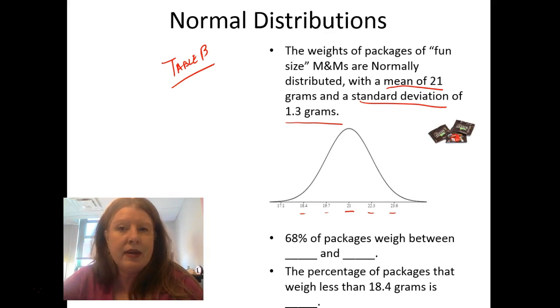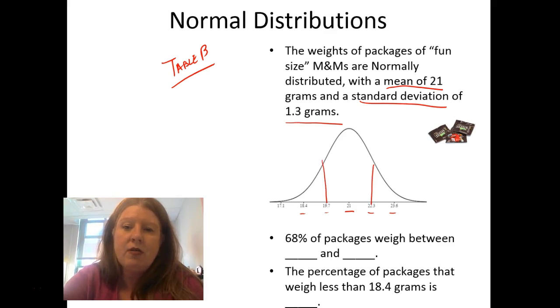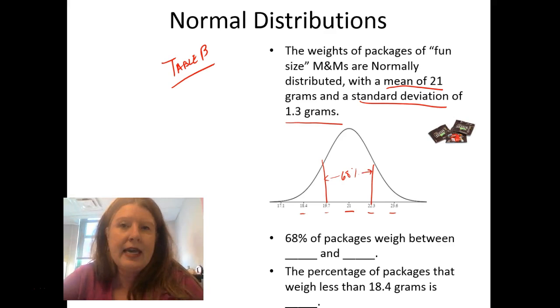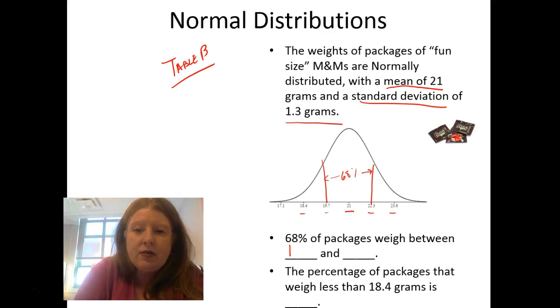So if you remember the empirical rule, we know that if we go out 1 standard deviation away from our mean, we have 68% of our data. So the empirical rule is also sometimes called the 68, 95, 99.7% rule. That's how it's referred to in your text. The answer here would be 19.7 and 22.3.